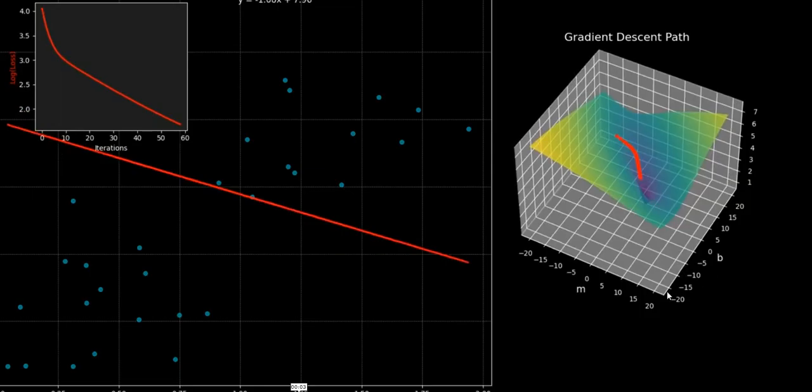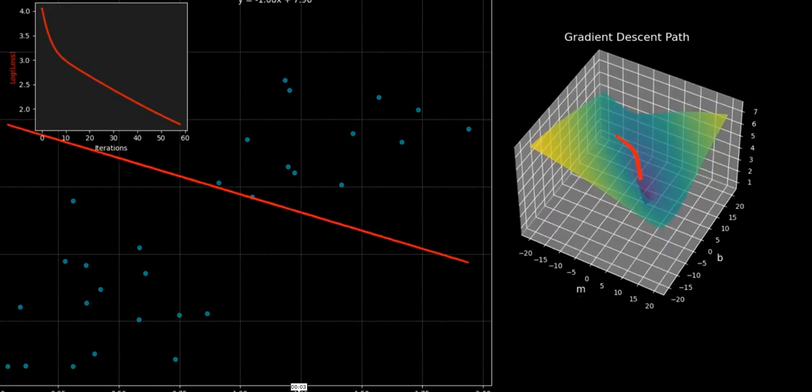So here the equation is y is equal to mx plus b, and here you can see in this particular graph, gradient descent, with the help of the slope, or you can say the derivative, will try to identify the minimum point. It is a minimization problem, meaning minimization of the cost function. So here minimization of the cost function will be done.